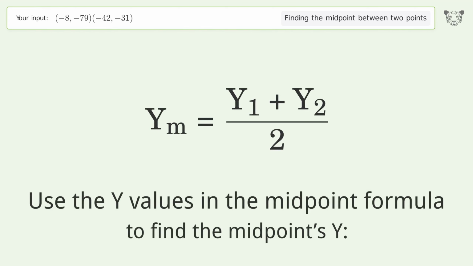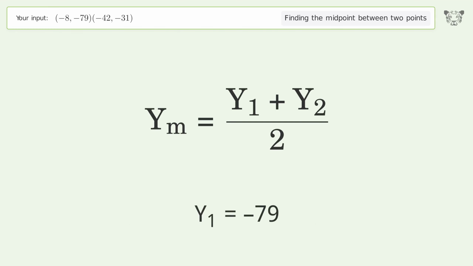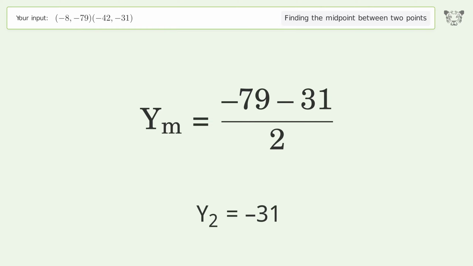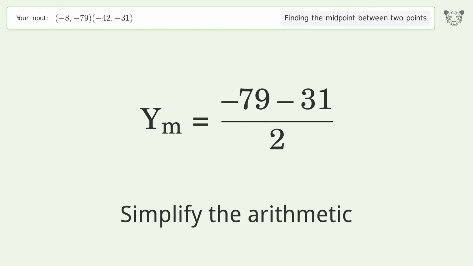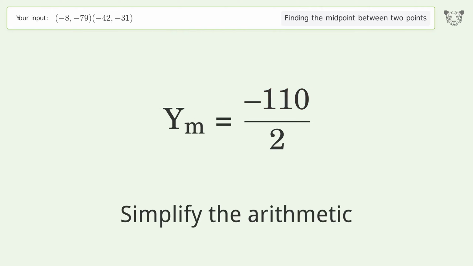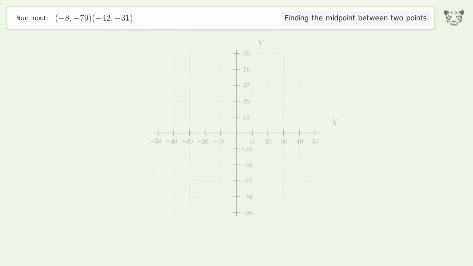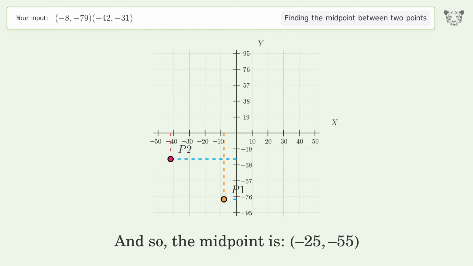Use the y values in the midpoint formula to find the midpoint's y. y1 equals -79. y2 equals -31. Simplify the arithmetic. And so, the midpoint is -25, -55.